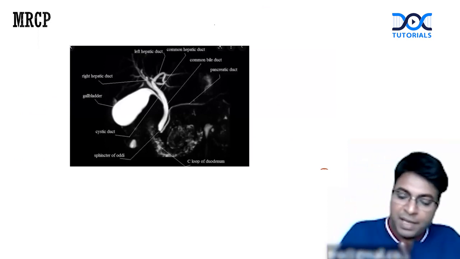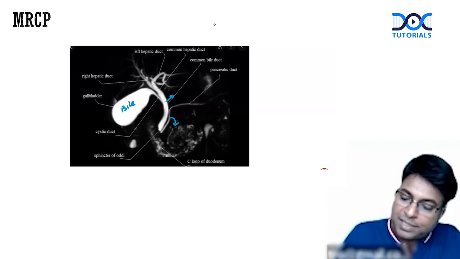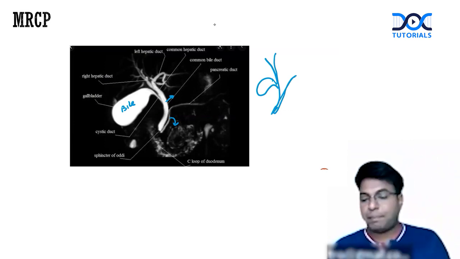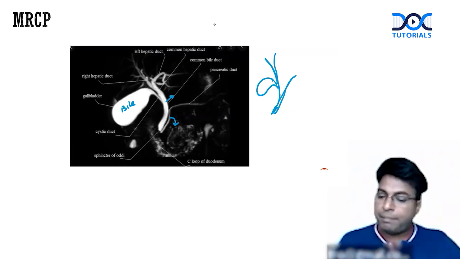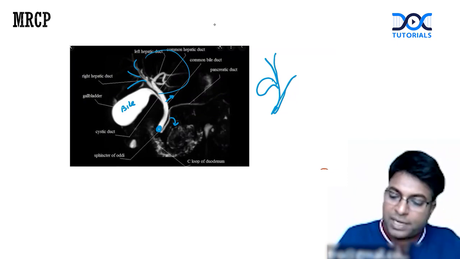This is an MRCP with the bile in the gallbladder, bile duct and pancreatic juice. You can see the entire anatomy. Gallbladder, bile duct, pancreatic duct. All the anatomy I've seen here. This is an excellent picture of MRCP. Normal picture you can see here. And this is sphincter of Oddi. If there is a stone obstructed here, there will be dilatation of all the ducts.